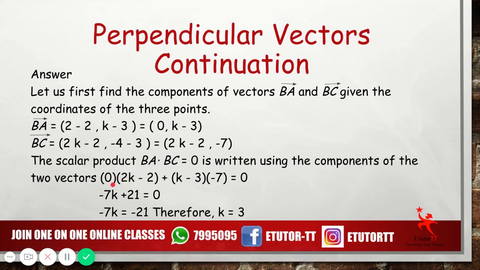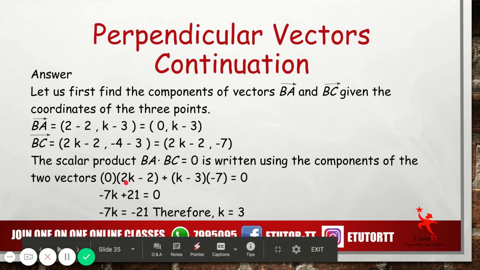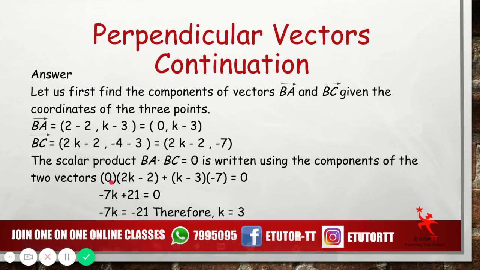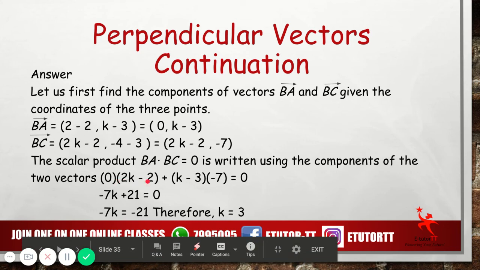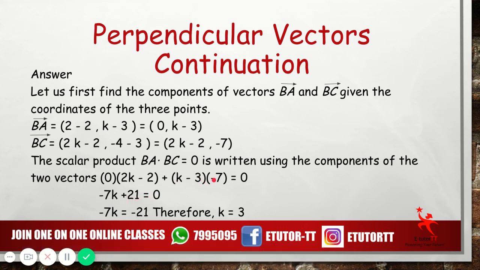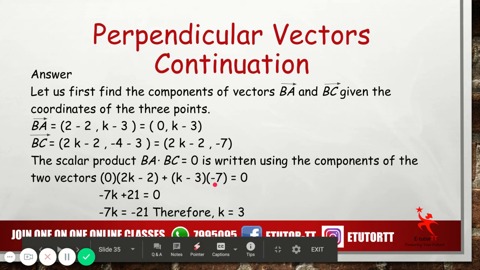So you have to say 0 times the x value of 2k, you get 0. Minus 0 times 2, we get 0. So that works out to 0. Plus negative 7 times k, we get negative 7k. Negative 3 times negative 7, a negative times a negative gives us a positive, and 3 times 7 is 21. So that's how we get negative 7k plus 21, which is equal to 0.